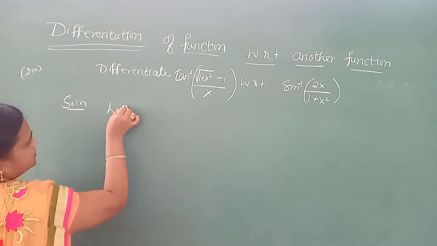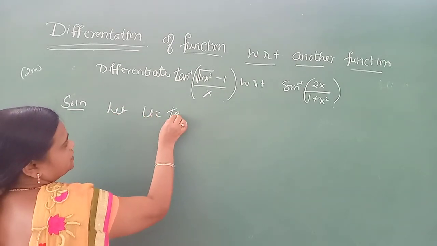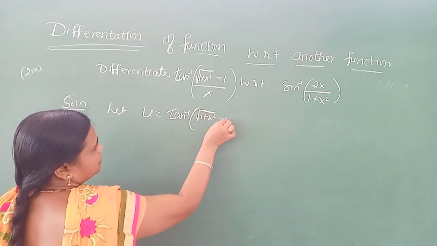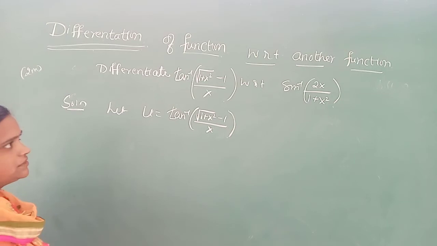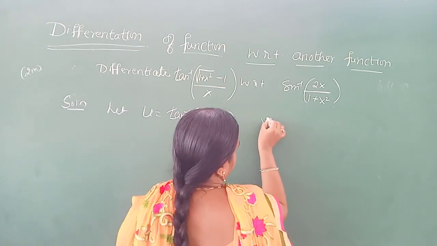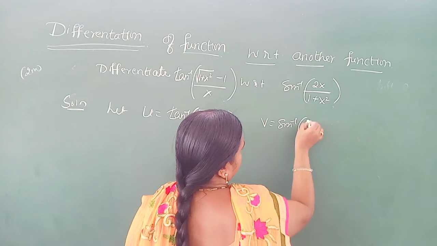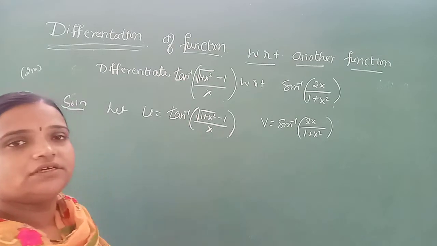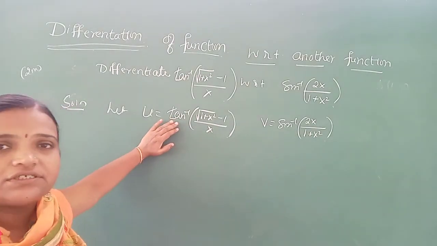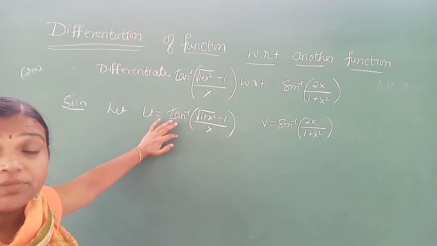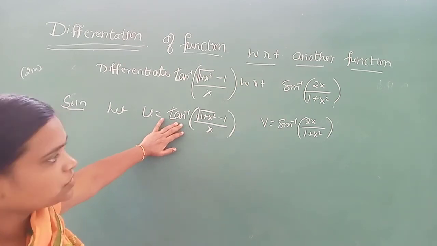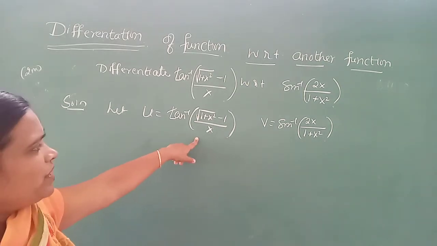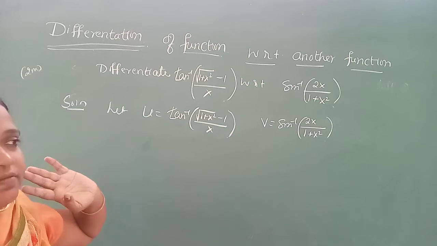Let us consider u is tan inverse root of 1 plus x square minus 1 by x. Okay. And v is sin inverse 2x by 1 plus x square. See, if I take tan inverse x differentiation, tan inverse x is 1 by 1 plus x square, but it is a function of function. Again we are doing the discrete differentiation. Again it is a little bit complicated. To avoid that one, better we are using the method of substitution.